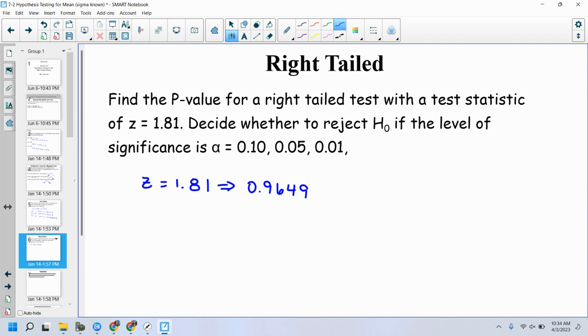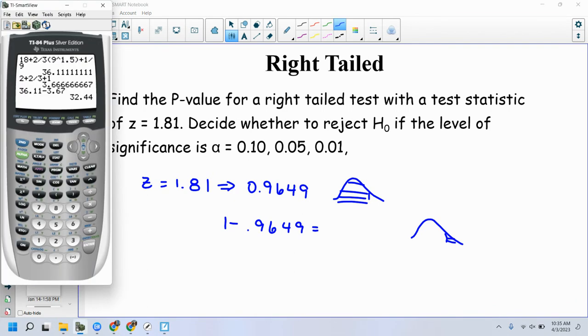Because this is the area under the curve to the left of z. So always remember, if it's a right-tailed test, you have to take 1 minus 0.9649, because that will truly get you the area underneath the curve to the right. All right, so let's do that. 1 minus 0.9649, and that is going to get me 0.0351.